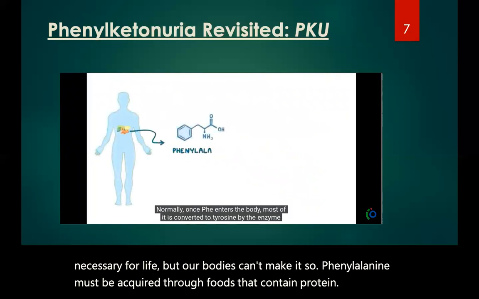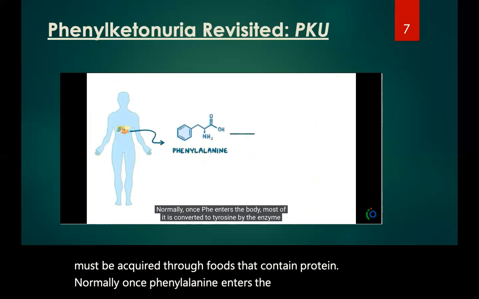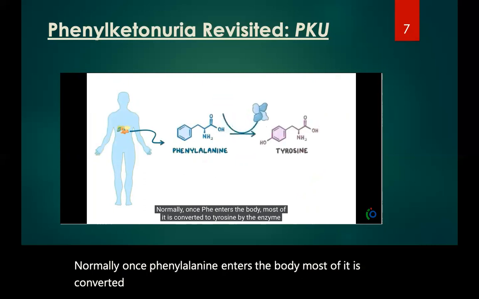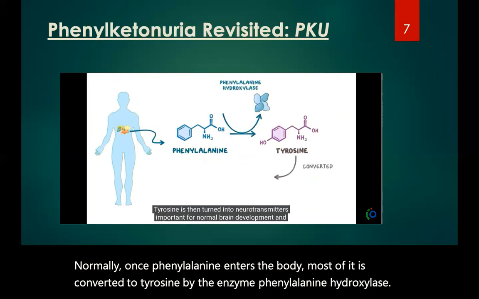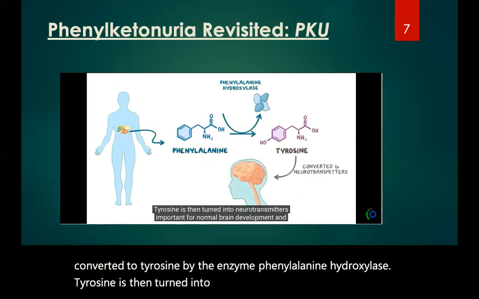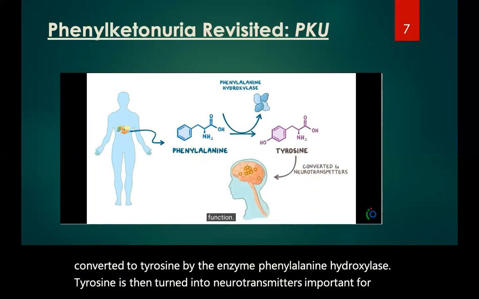Normally, once phenylalanine enters the body, most of it is converted to tyrosine by the enzyme phenylalanine hydroxylase. Tyrosine is then turned into neurotransmitters important for normal brain development and function.